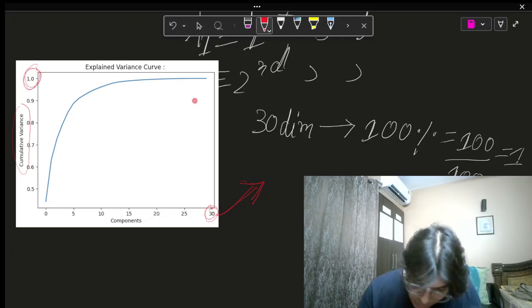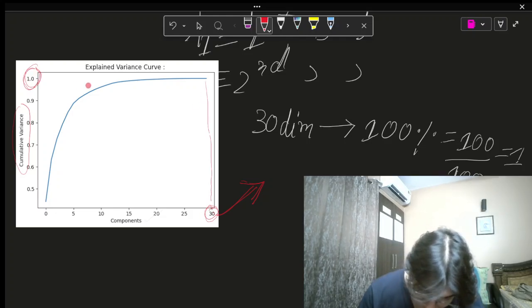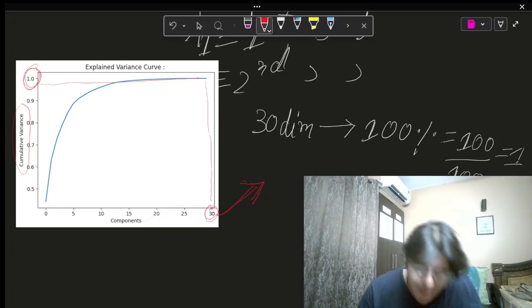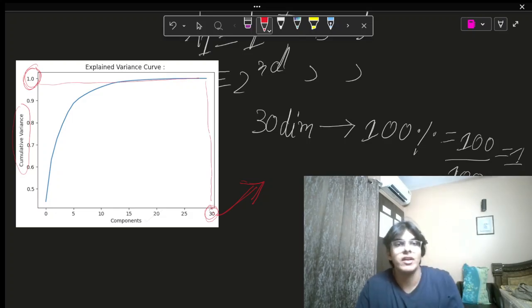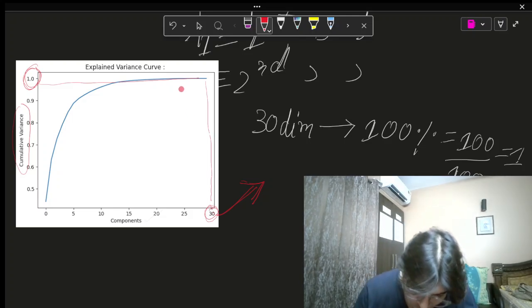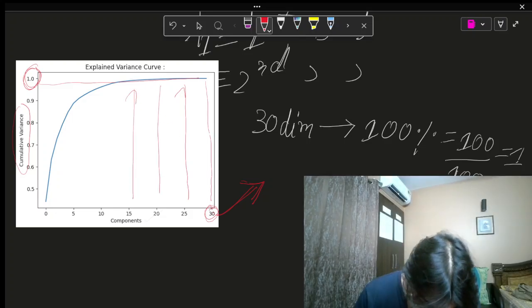Okay, so 30 features are representing nothing but the entire data, but like I said, it is unnecessary, right? Because much of it is basically noise, so we settle for far fewer components. As we see in the graph, at 25 it is also near about 100. At 20 and 15 it is again near about 100 itself, right?